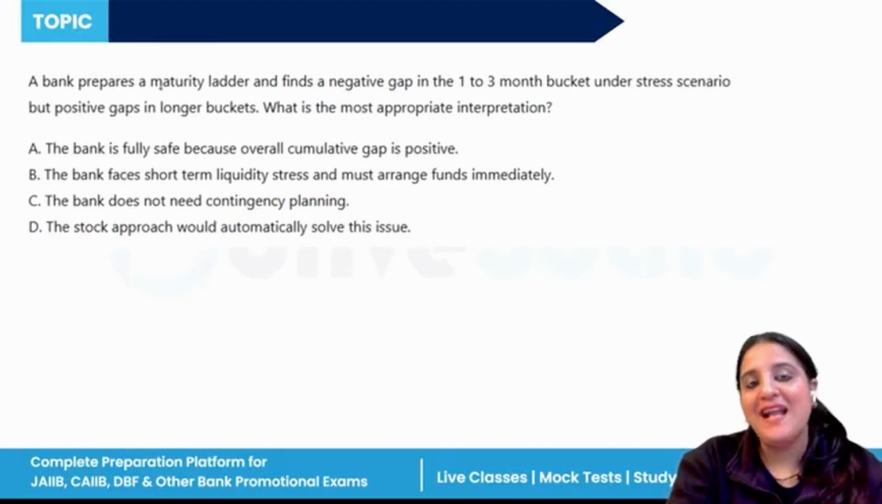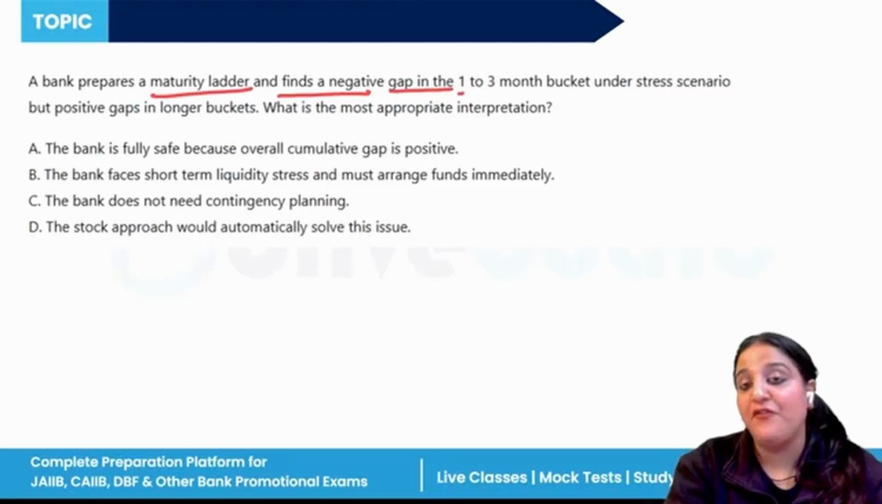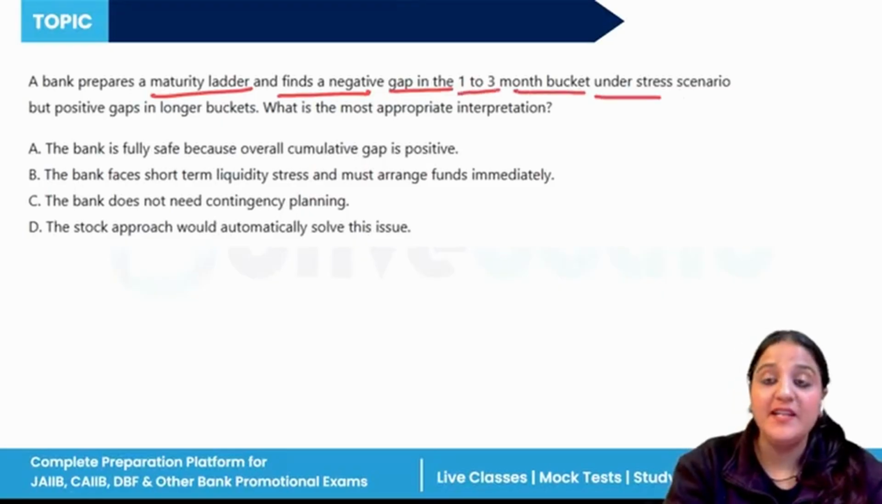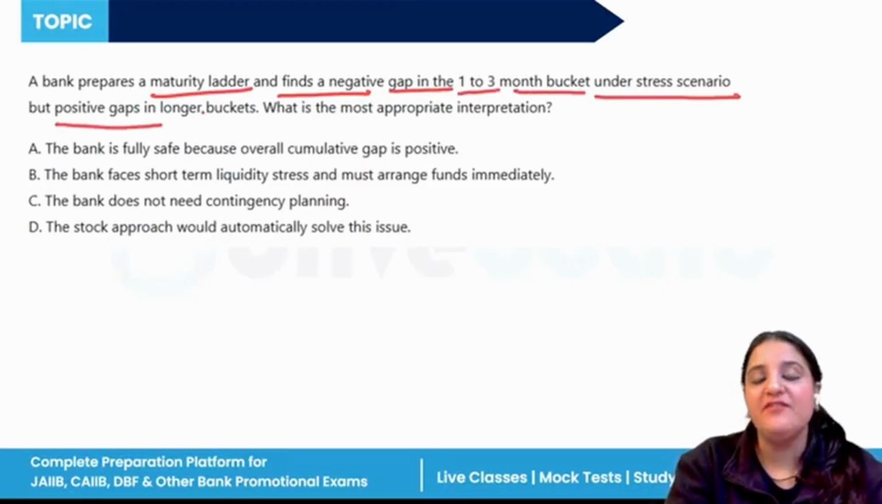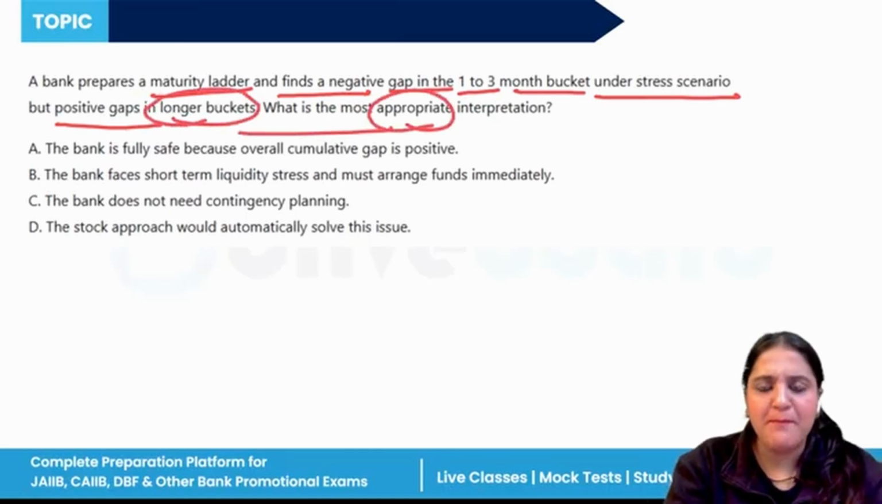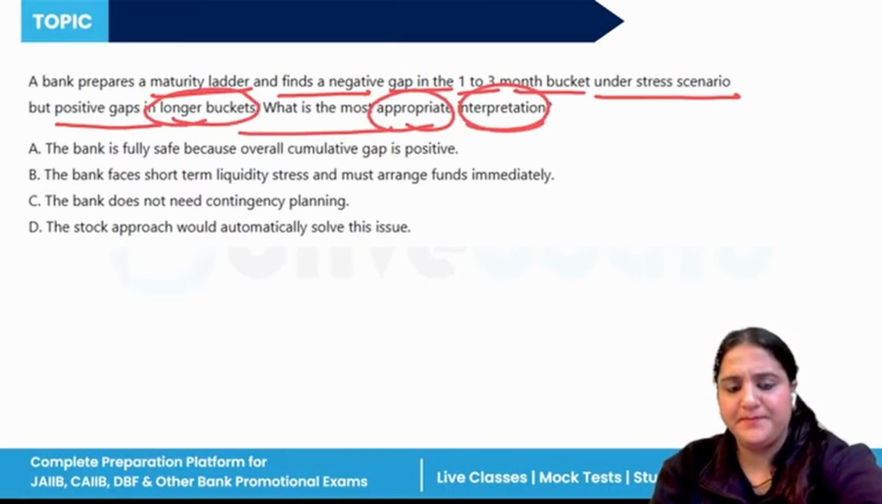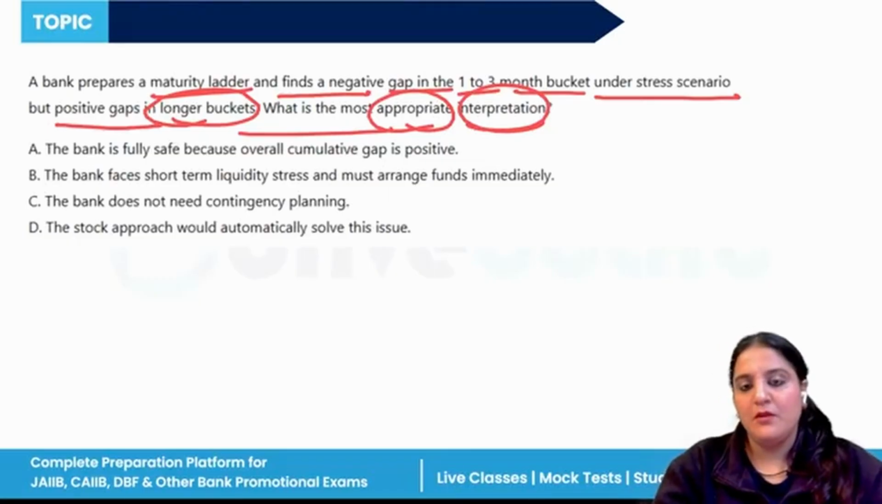Now, if a bank prepares a maturity ladder and finds a negative gap in the 1 to 3 month bucket under stress scenario, but positive gaps in the longer buckets, what is the most appropriate interpretation here?